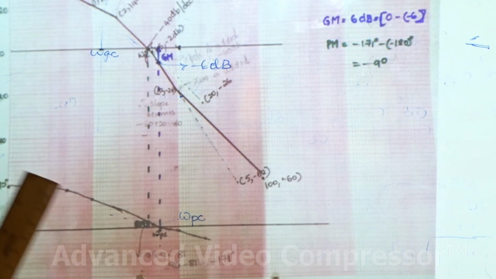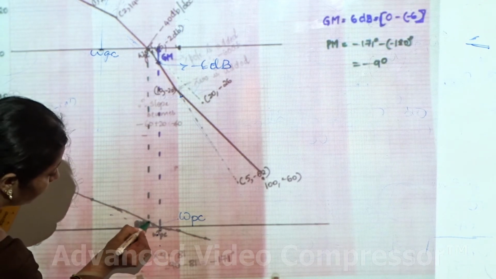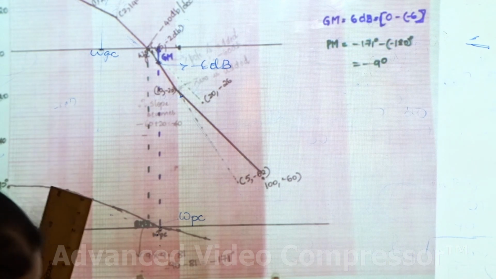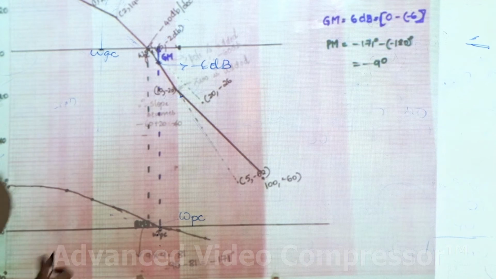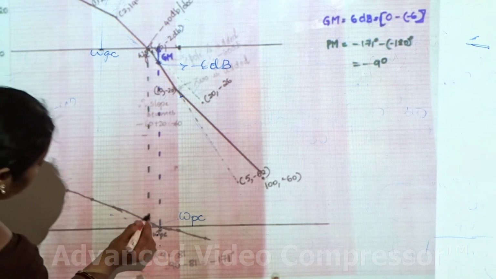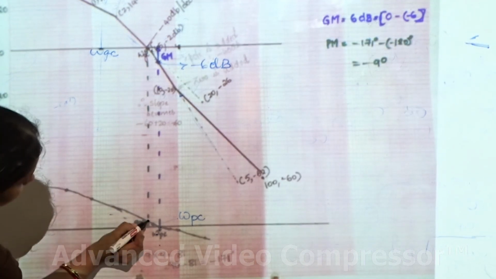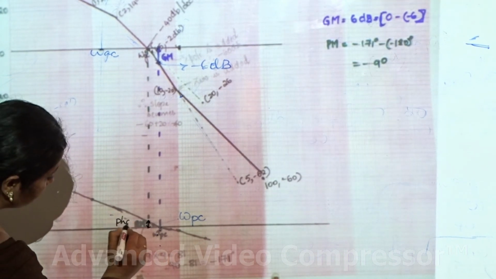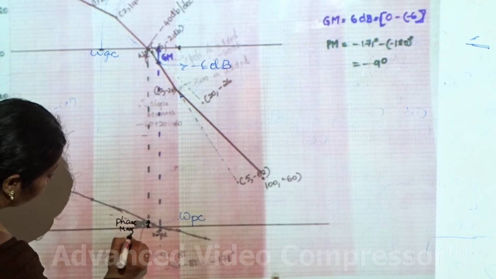Okay, it is meeting the phase plot at that point. Now here at this point it meets. So there you have to mark that this difference will give the phase margin. Okay, that is the phase margin.